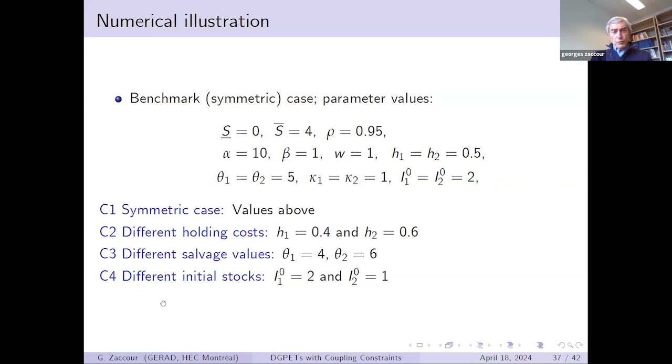Essentially, we are considering 4 cases that we suppose are of interest. The first one is a symmetric case, meaning the 2 players are facing exactly the same parameter values. After that, we look at a case where the holding costs are different. Second one, the salvage values are different. And the last one is the case where the initial inventory is not the same.